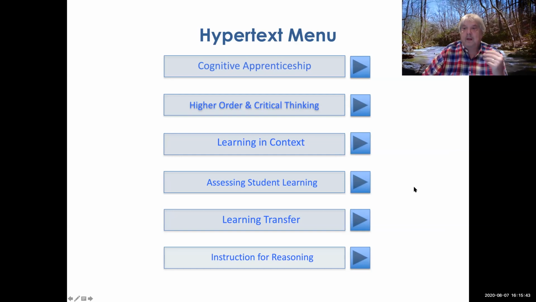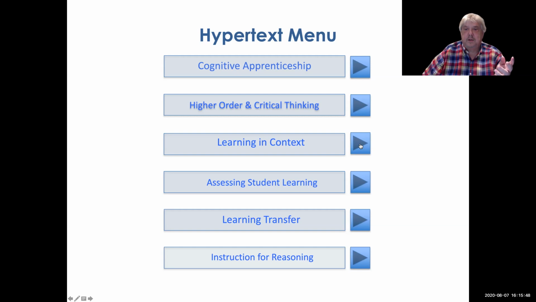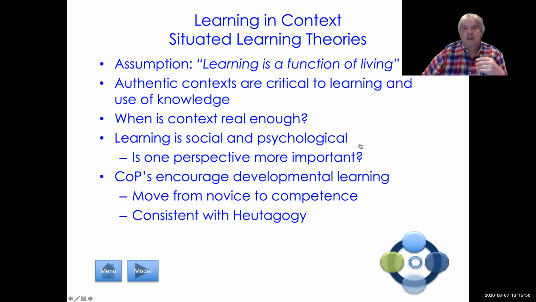Another element that you're going to see in this model is the idea of learning in context, situated learning theories. I'm not going to have to go over a lot of these things because you've already been reading about them, but the assumption is that learning is a function of living, and that as living human beings, we're learning as an artifact of everyday activity.